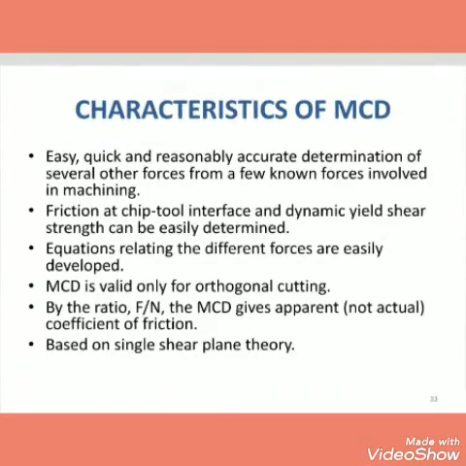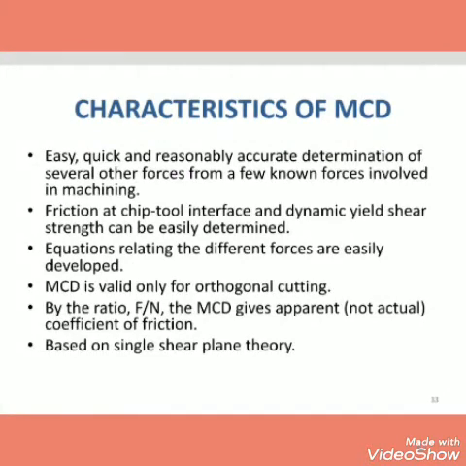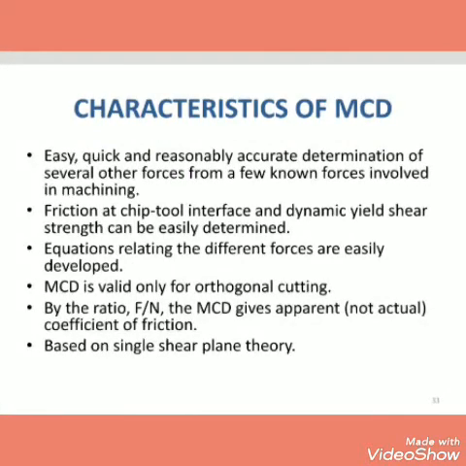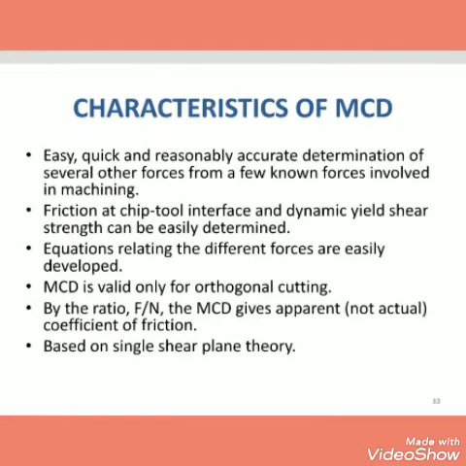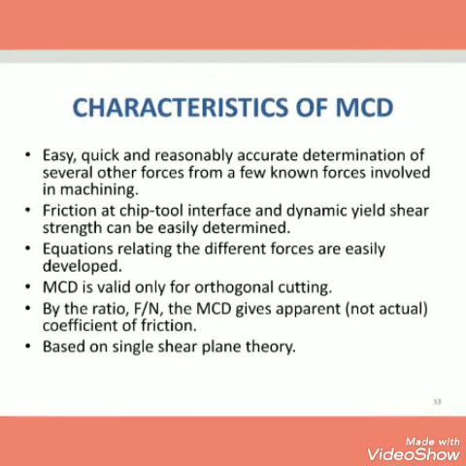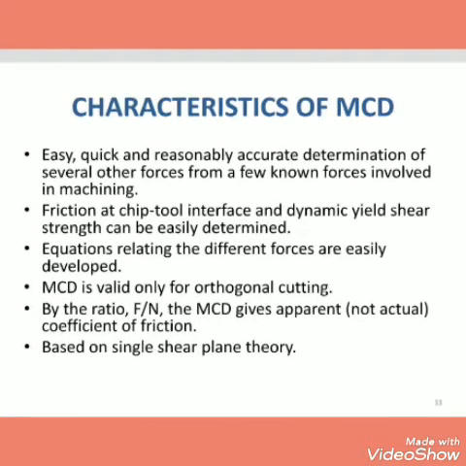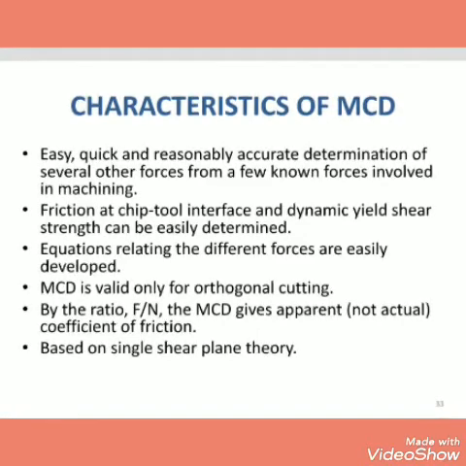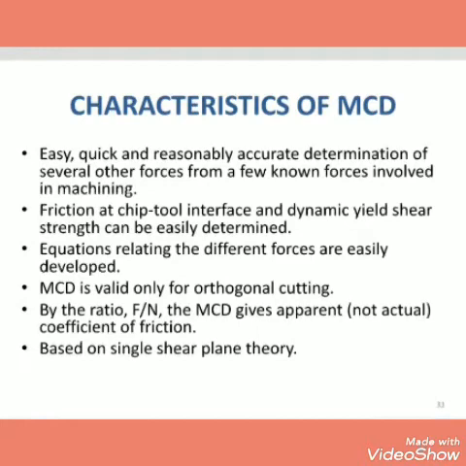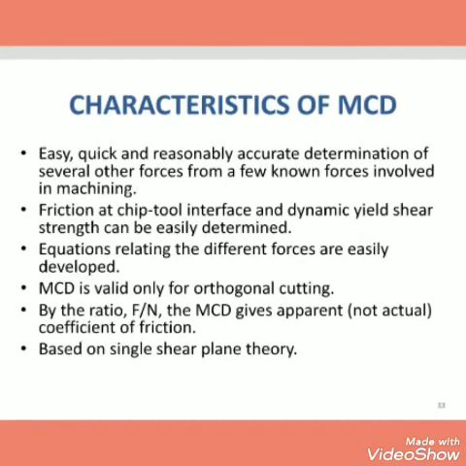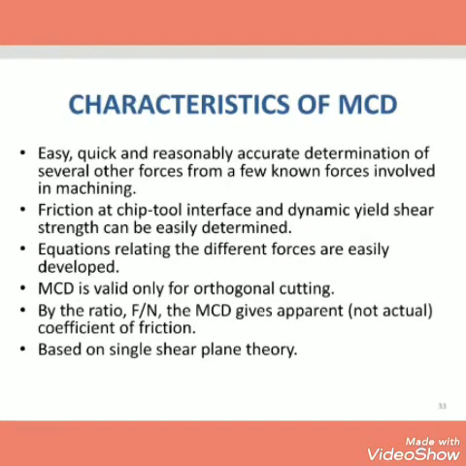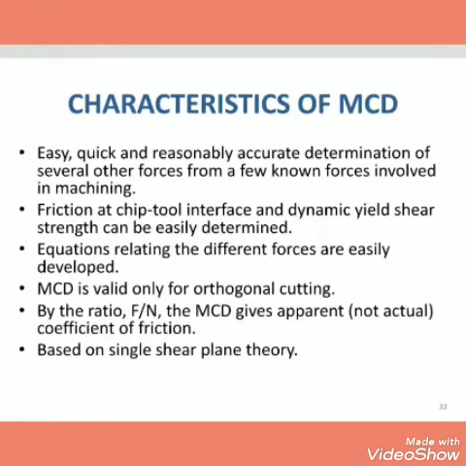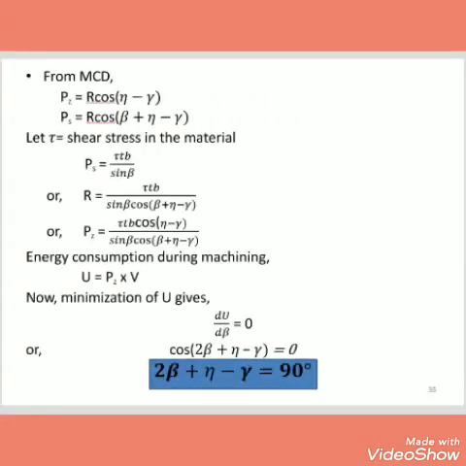A characteristic of the Merchant circle diagram is the easy, quick and reasonably accurate determination of several other forces. A few known forces involved in machining, friction at the chip tool interface and dynamic yield shear strength can be easily determined. And the Merchant circle diagram is valid only for orthogonal cutting. That is the most important.